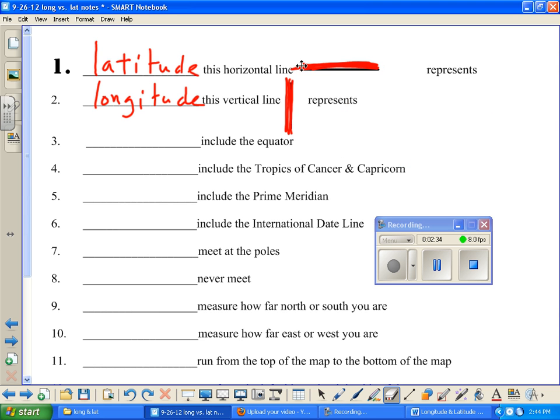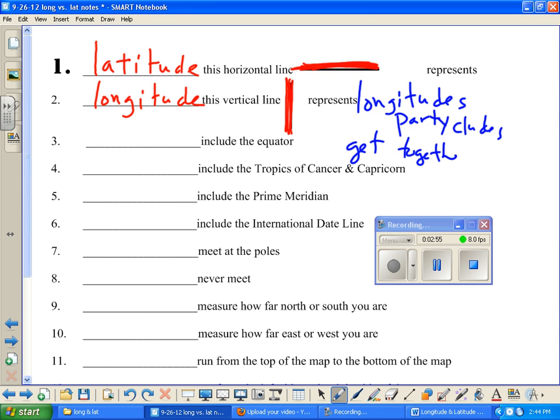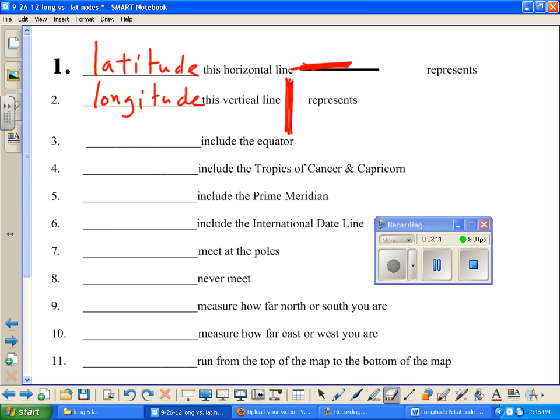But longitudes are party dudes, according to Mrs. Farnham. And of course, when you have a party, you don't party alone. That's not a party. You get together. You find some friends and meet at the poles. Be careful there. All right, if that works, whatever.